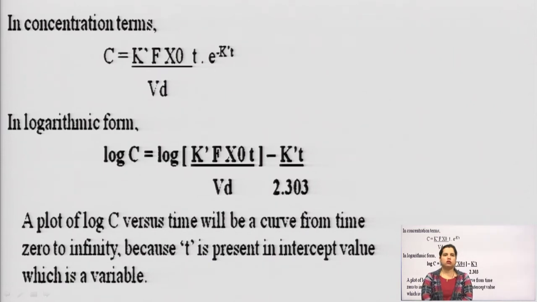A plot of log C versus time will be a curve from time 0 to infinity. Yes, you must have remembered that in one of my lectures in this unit, we discussed the area under the curve using the trapezoidal rule, and from time 0 we calculated the AUC, the area under the curve till infinite time, and after that we do not have any absorption of drug, only elimination will occur after that. So, a plot of log C versus time at 0 and infinity, because t is present in the intercept value, which is variable, because at time t the value of drug present in plasma will be variable.